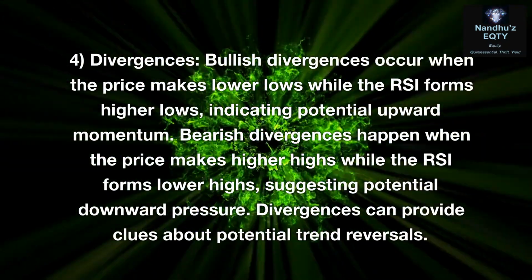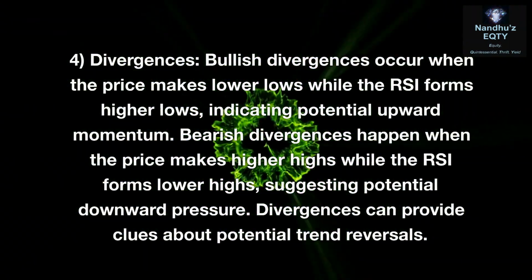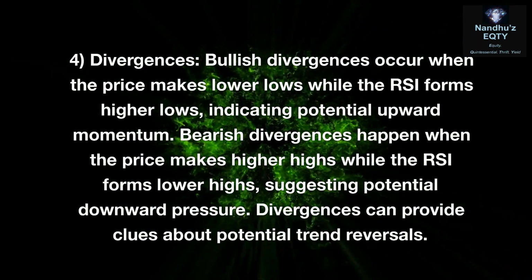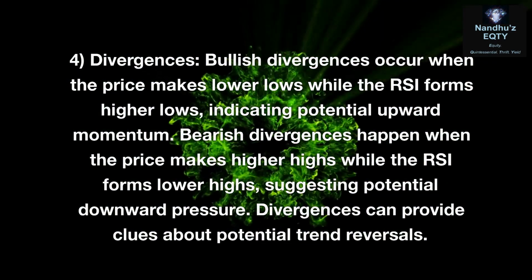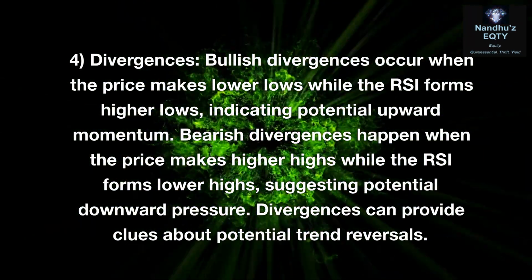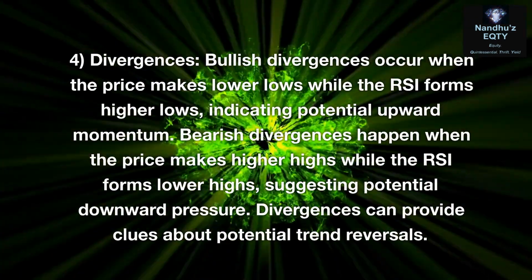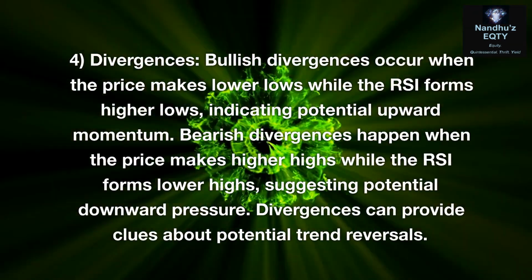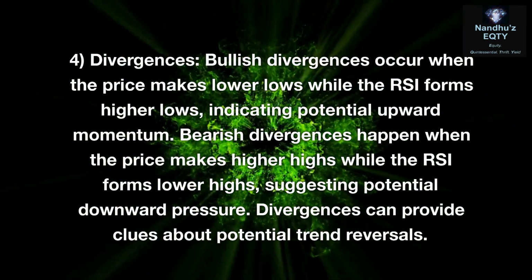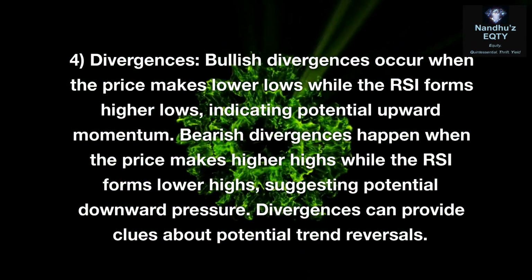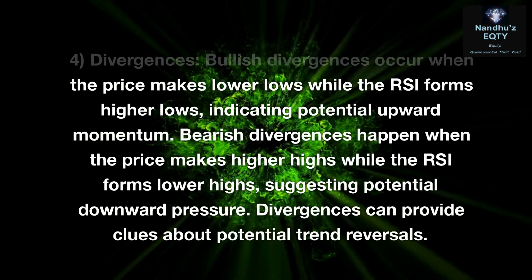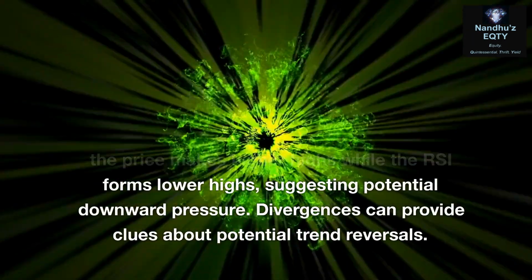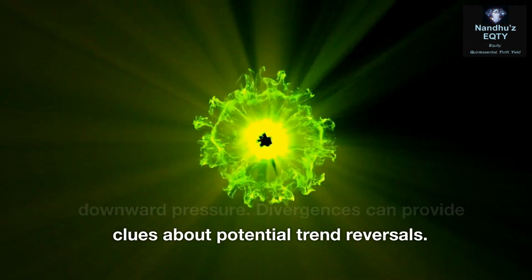Divergence is an interesting reversal pattern. Bullish divergence occurs when the price makes lower lows but RSI forms higher lows. So this will be an upward momentum. On the contrary, when price makes higher highs and RSI forms lower highs, that suggests downward pressure. Divergences can provide clues about potential trend reversal or continuation of the long term.